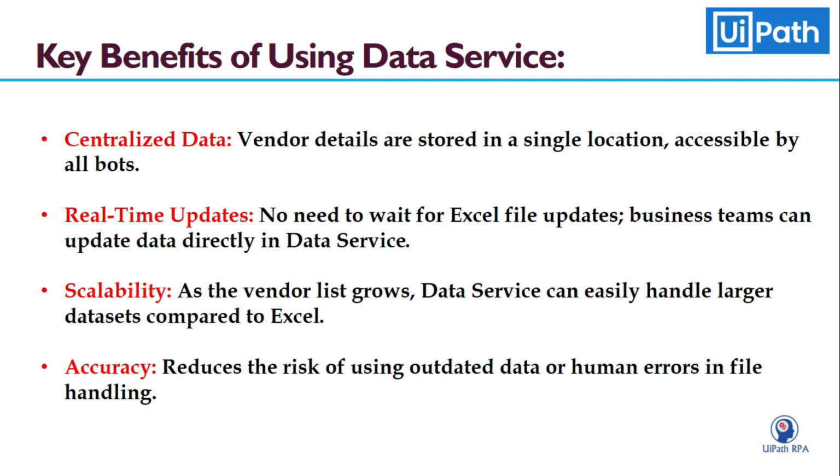Accuracy. It reduces the risk of using outdated data or human errors in file handling. In an Excel file, if you are updating, it might not be saved properly, or if you are using OneDrive and it is not synced properly, it will be outdated data, right? Or the business shares that file with you, but you forget to update the Excel file, and that will be a problem. So you can reduce the risk of using outdated data or human errors. The business user can directly update there, right? And you can work on that.